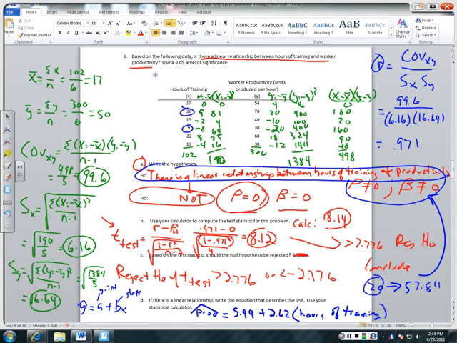But if I asked you to do it for 50 hours of training, you wouldn't just plug that in because the highest hours of training you have is 26. So you would say that that is out of the range of X that we have in this problem. Therefore, you should not use this model to forecast.